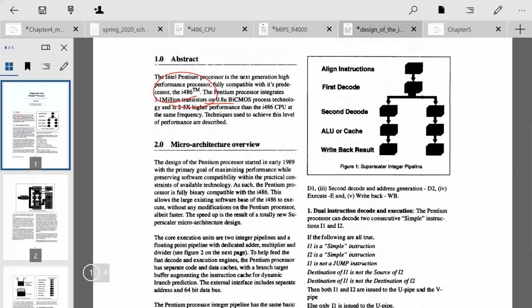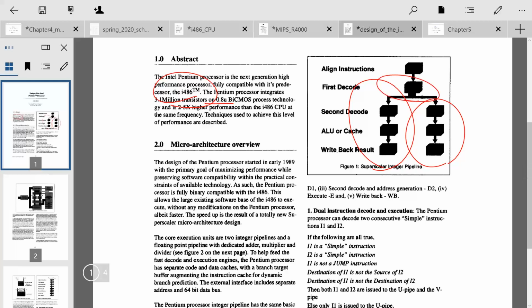Anyway, here we see the superscalar pipeline is basically two 486 pipelines smashed together. They share the first decode, where you're actually decoding two instructions at once. But then at that stage, it can split them off into the second decode. The first decode is used to look for data dependencies between the two instructions and any instructions that are ahead of them in the pipeline.